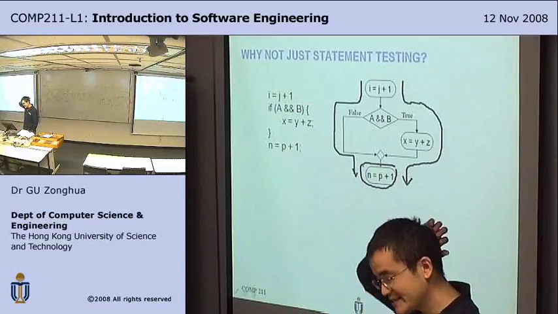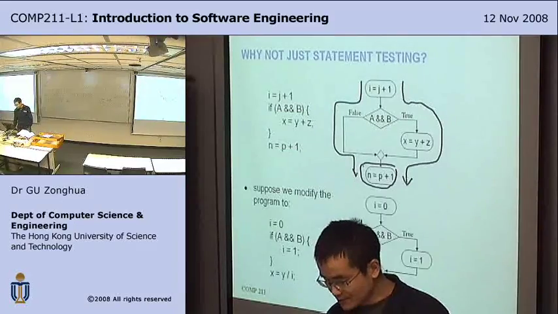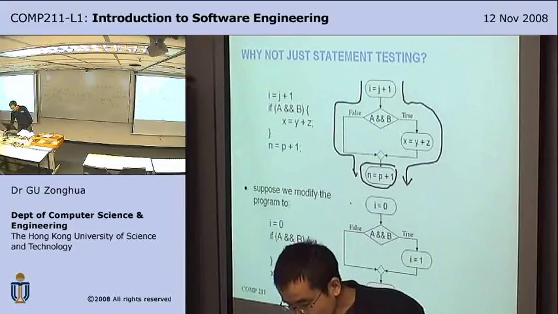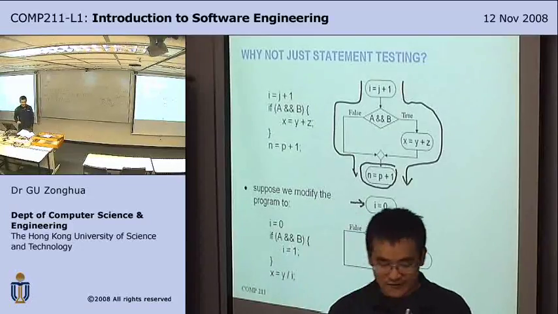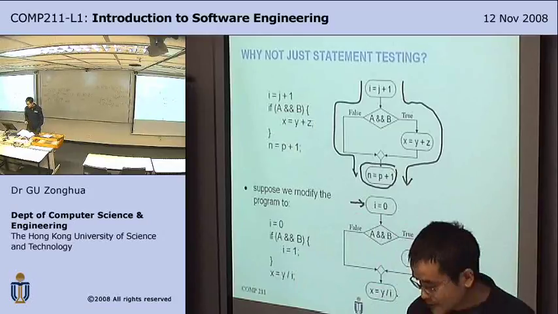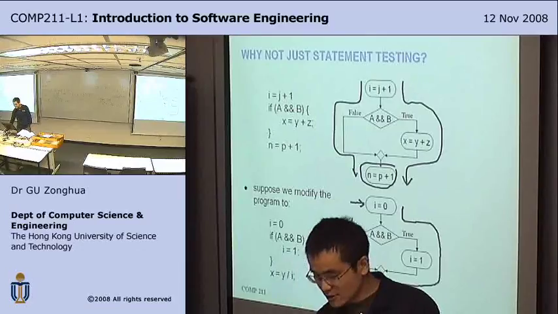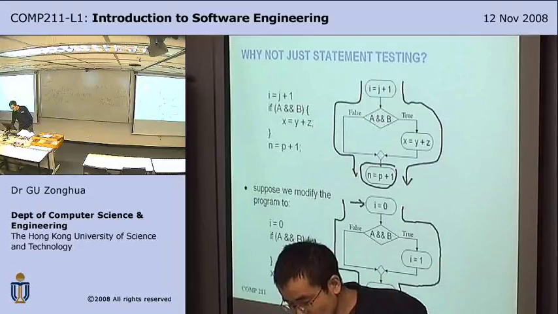So for this example, it's indeed not necessary to follow the left branch, but for another example, you need to follow both branches. So here, i equals 0 initially, and if a and b is true, then i equals 1. Otherwise, you do nothing. And finally, you have x equals y divided by i. So if you follow the right branch, you get a correct execution of the program. But if you follow the left branch, you get a division by 0 error.